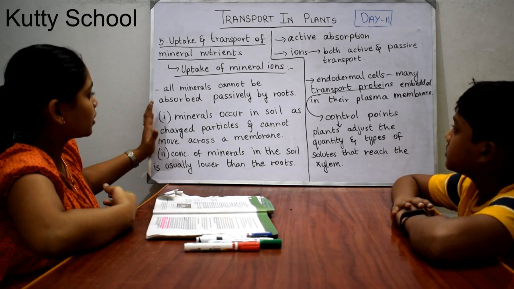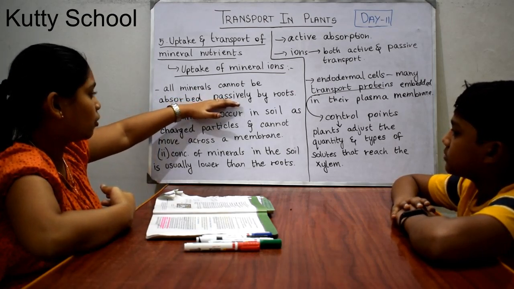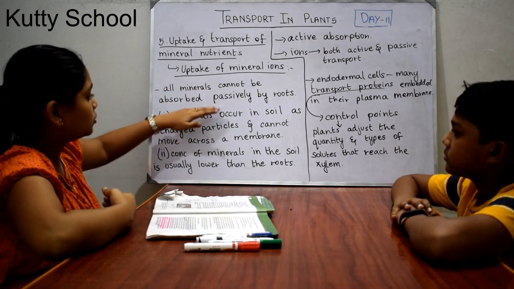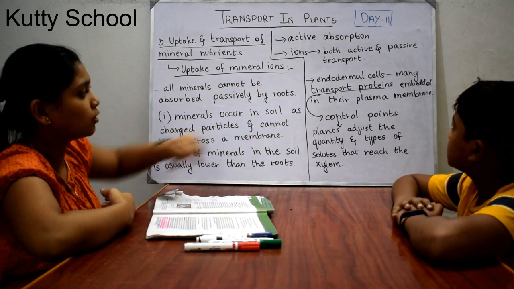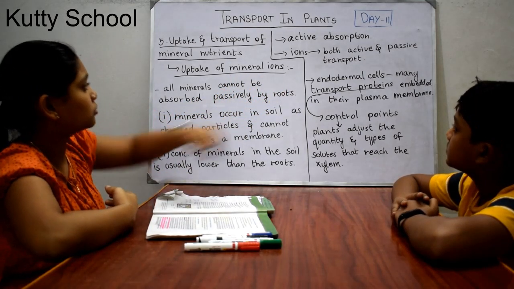Why is it important to define this sentence? Not all minerals can be absorbed passively, and it is because of these two points. These two are very important, and the endodermal cells are known as control points here due to transport proteins. That was also very important.